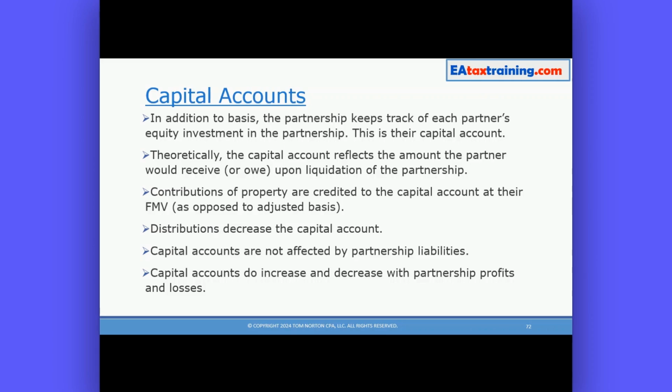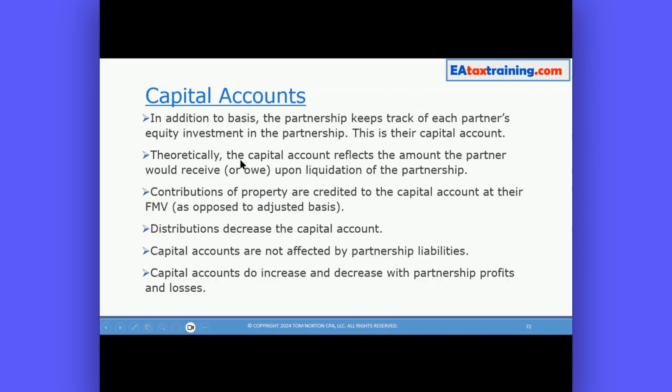Distributions do decrease the capital account. Capital accounts are not affected by partnership liabilities. So remember, with basis, you get basis for your share of partnership liabilities. That is not a thing for capital accounts. And capital accounts do increase and decrease with partnership profits and losses. So the capital account, again, is simply the equity section of the balance sheet, and so it's going to increase or decrease with profits or losses, just like the equity section of any type of entity would do. So that is the capital account of the partnership.